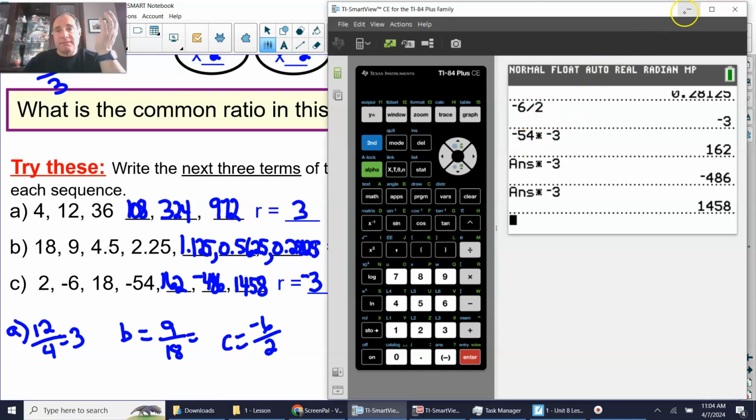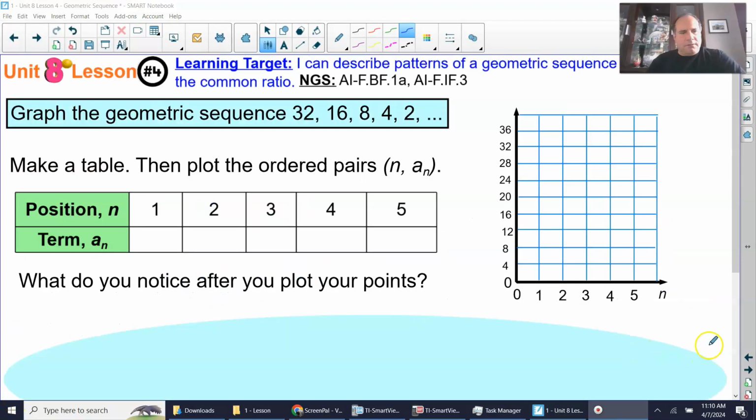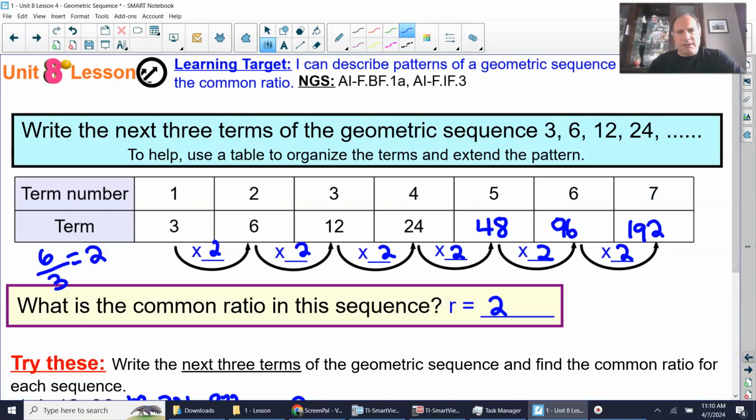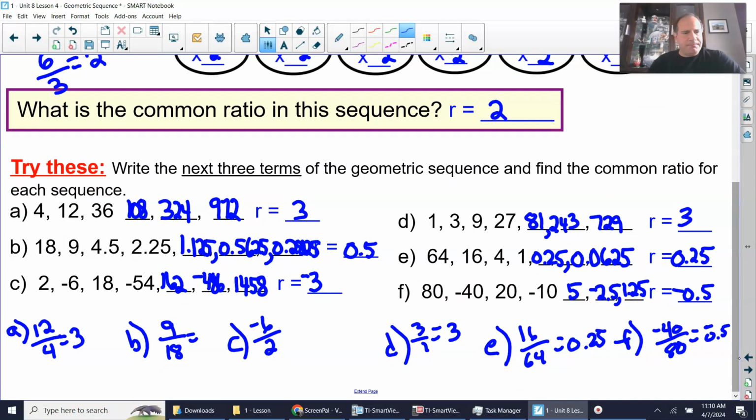And that's it as far as common ratio goes. Try these on your own. Just press pause and then come back and just look at my answers. Okay, I just wanted to make sure that you did get those final answers right there. I got the common ratio of 3, common ratio of 0.25 for E, and common ratio of -0.5 for F. And those are the answers.